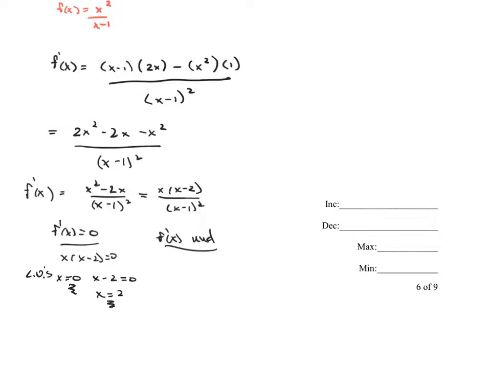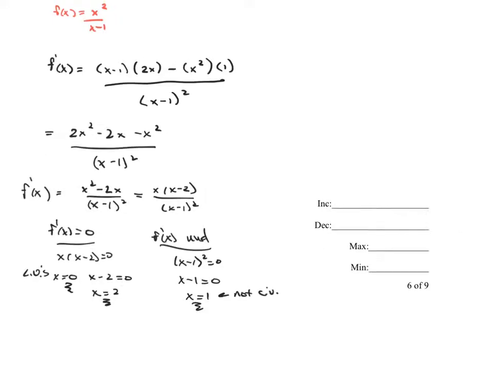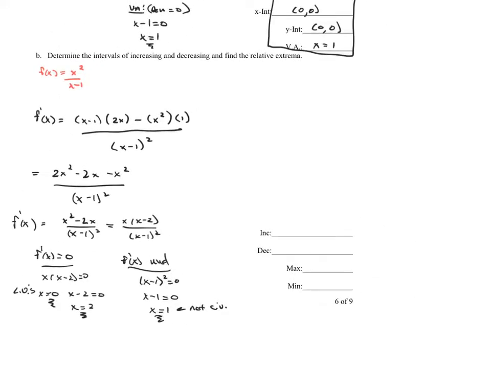Now, where's this derivative undefined? The derivative is undefined when the denominator equals 0. Any fraction is undefined when the denominator equals 0. Square root both sides, you'd have x minus 1 equals 0, add 1 to both sides, and you'd have x equals 1. Again, this is not a critical value, and the only reason it's not a critical value is because it's not in the domain of our original function. So we still need to break it up at x equals 1, but x equals 1 cannot be a max, a min, or an inflection point. That's very important to notice. So let's go ahead and draw our number line, breaking it up at these 3 points that we have.